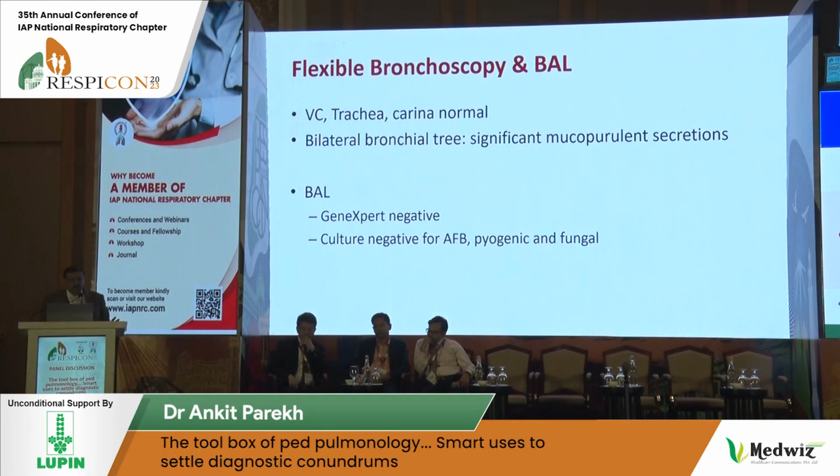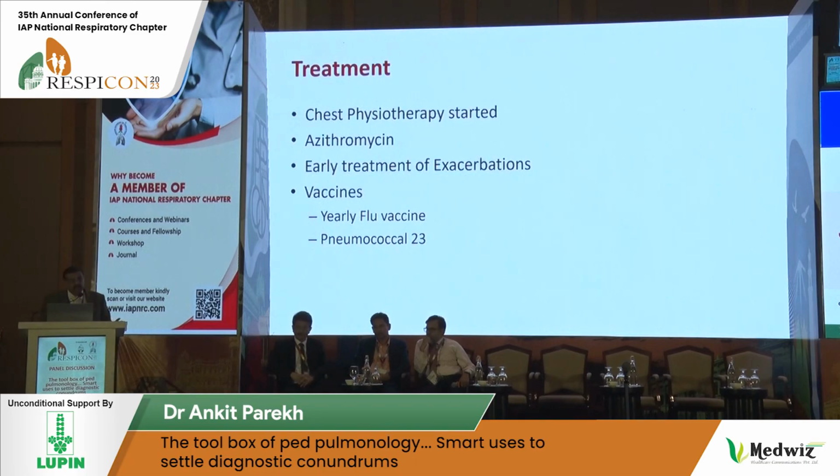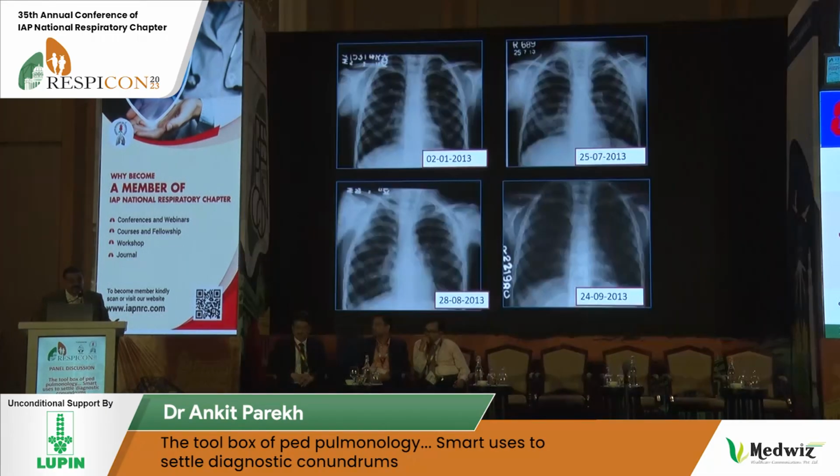Bronchoscopy shows significant mucopurulent secretion. The BAL was absolutely normal. So this child was started on chest physiotherapy, azithromycin, alternate days, early treatment of exacerbations and the regular vaccines. Remained stable. In the X-ray also shows some amount of clearing. So one of the common differential diagnoses or mimickers of asthma could be a suppurative lung disease, which is actually being missed. So in these situations, be careful.